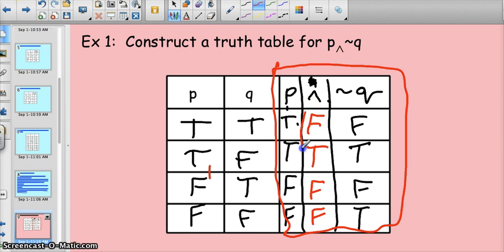This is the answer column right here in the middle, and we always circle the answer column to make our teacher's life easier. That's a truth table.